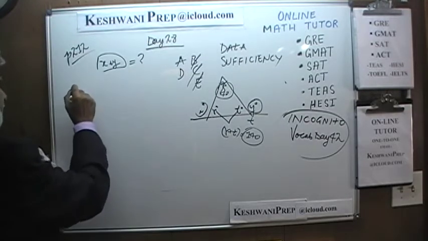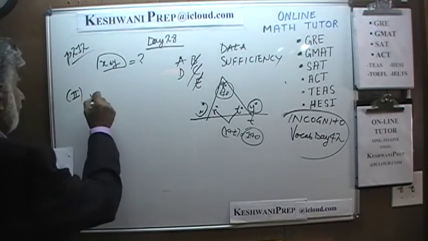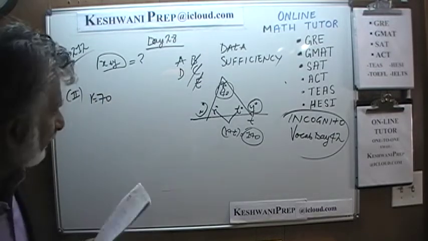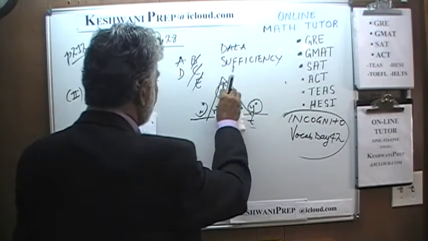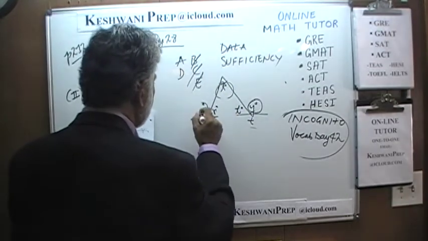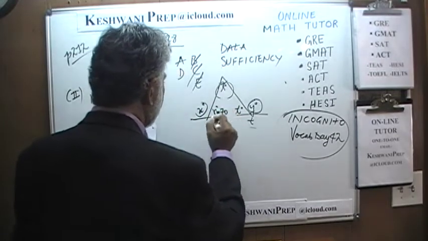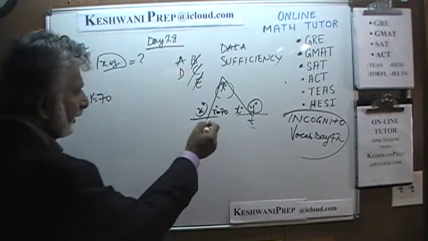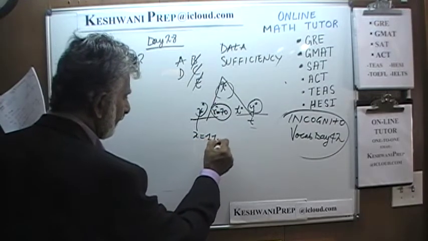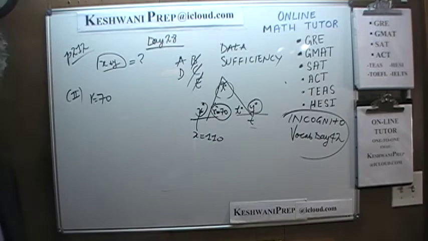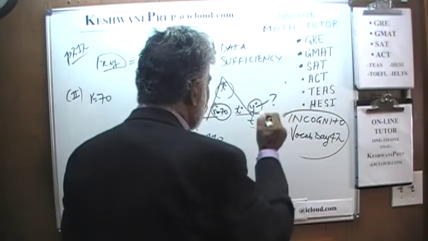Second statement tells us that R is 70. So now we have to erase everything that we have from before. All of this goes away. This goes away. All we know at this point is that R is 70. If R is 70, then all we can say is that X must be 110. We have no knowledge at all as to what y is.